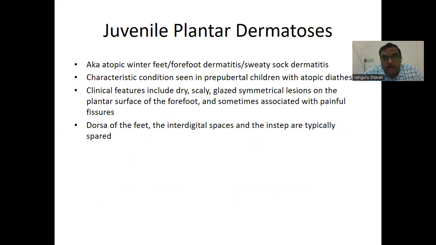What is juvenile plantar dermatosis? Also, it is called atopic winter feet, forefoot dermatitis, sweaty sock dermatitis. It's a characteristic condition seen in pre-pubertal children with atopic dermatitis. Clinical features include dry, scaly, glazed, symmetrical lesions on the plantar surface of the forefoot. Sometimes associated with painful fissures, but the toe web spaces and instep are spared.